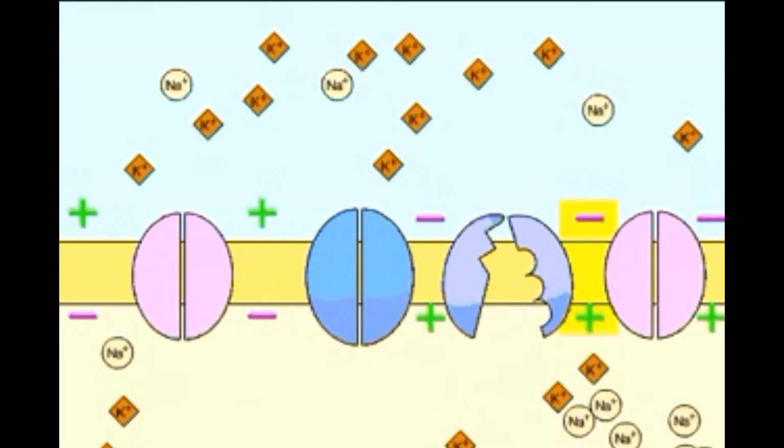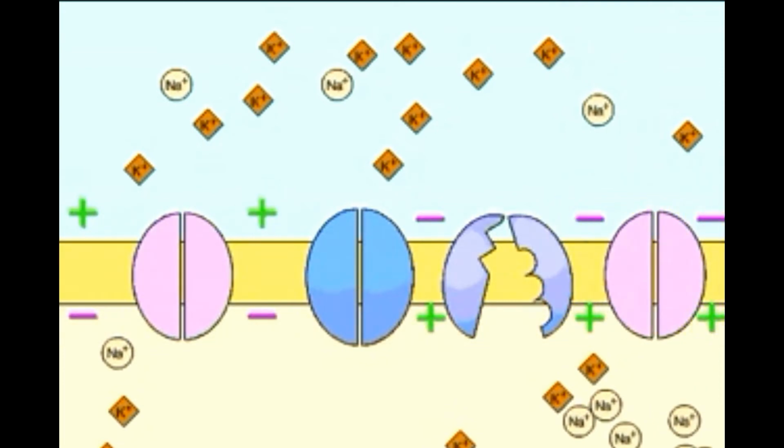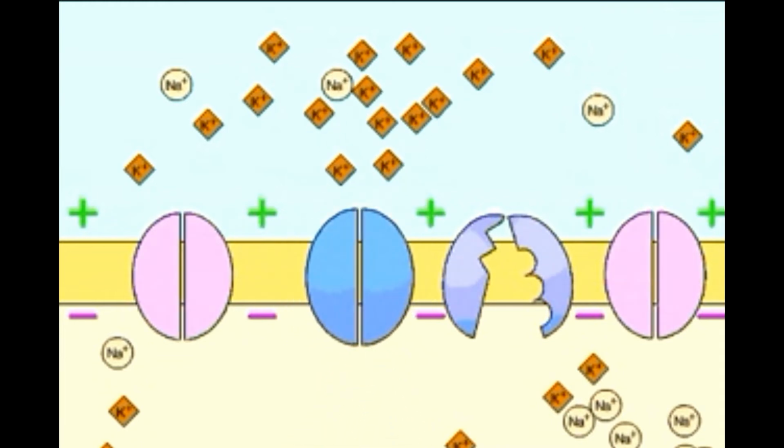This change in polarity causes the voltage-gated sodium channels along this part of the membrane to open. Again, sodium ions rush in and the action potential spreads to the adjacent part of the neuron. In this way, the action potential travels down the neuron like a wave. In the wake of the action potential, potassium leaves the cell, restoring the negative charge inside the neuron.